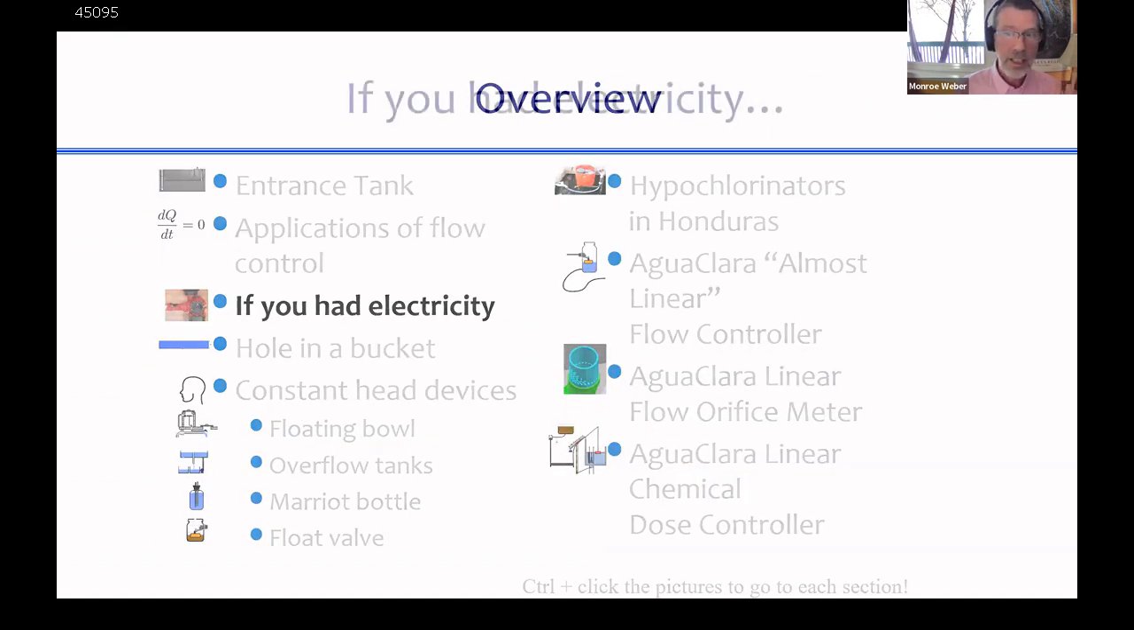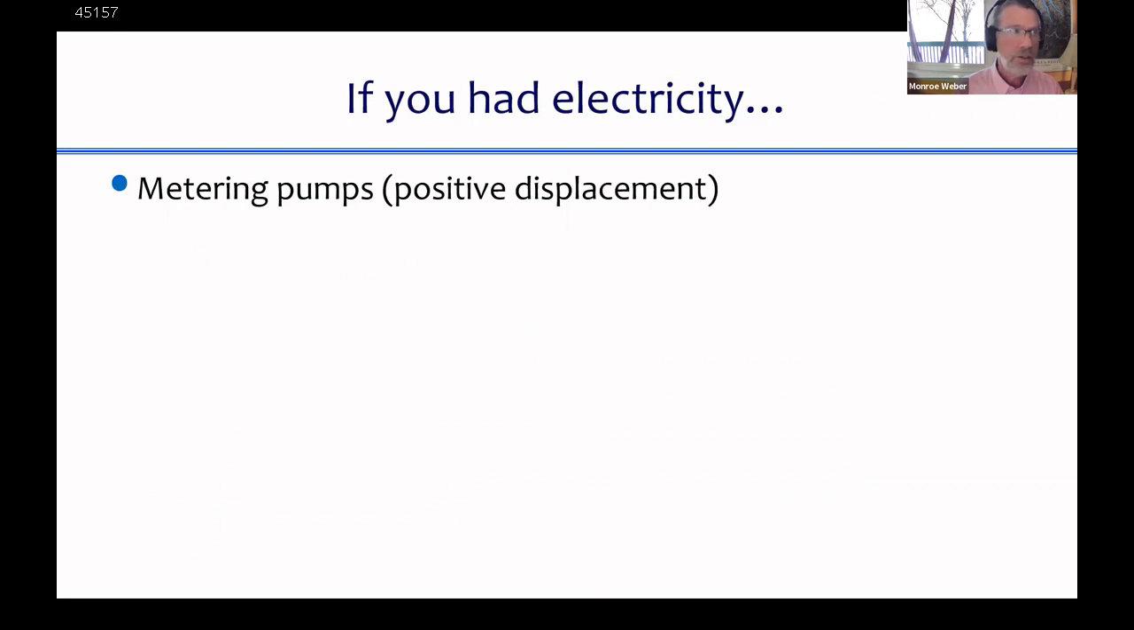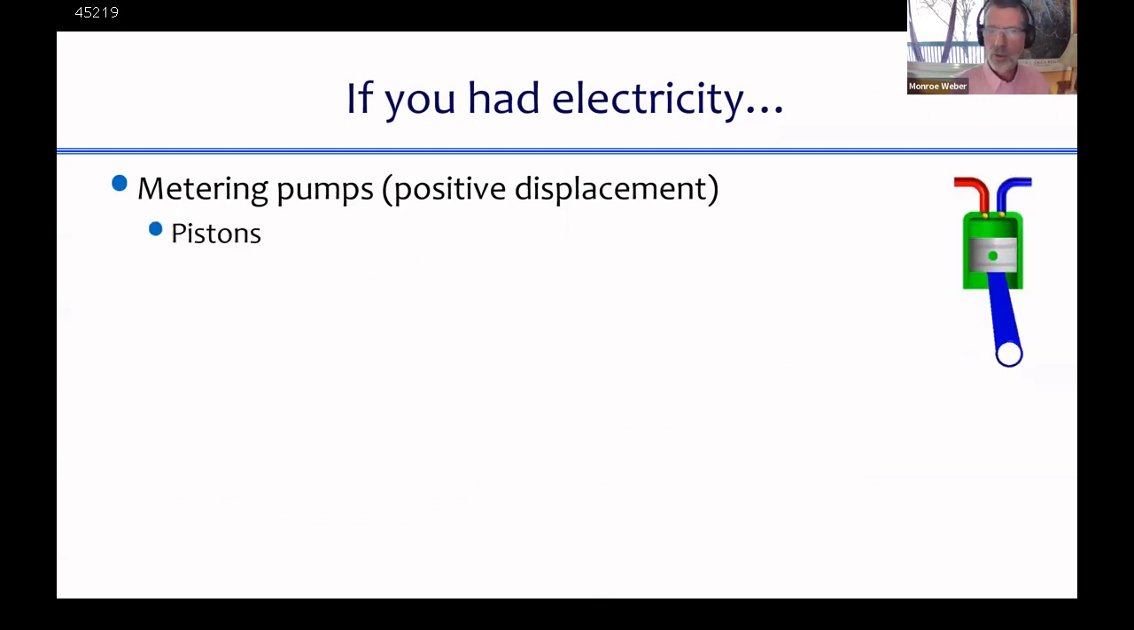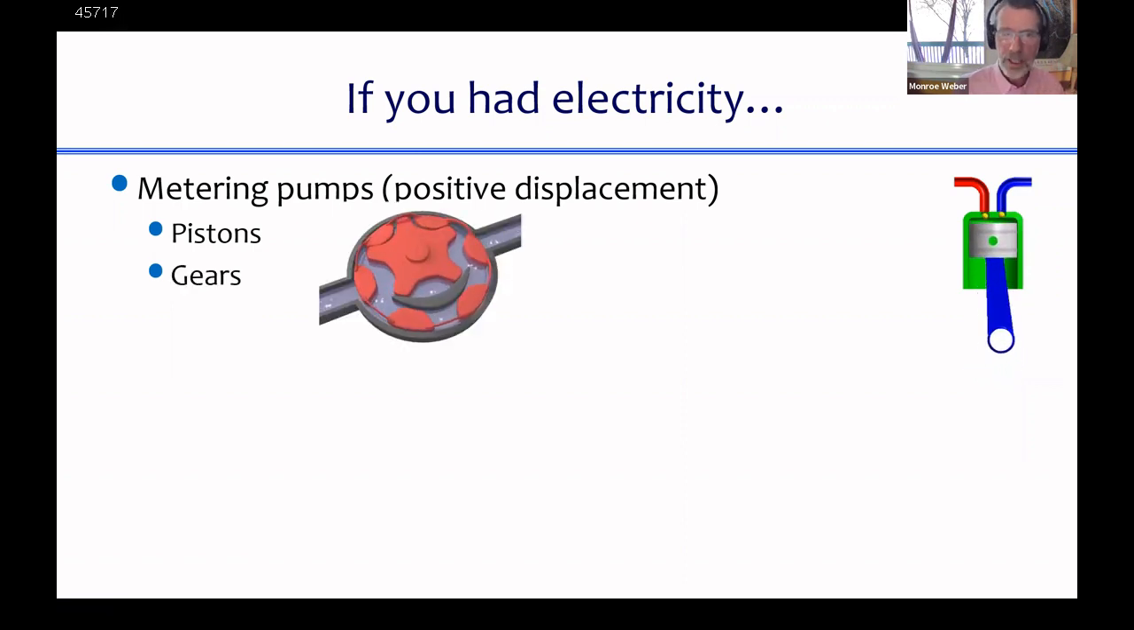So if you have electricity, then this is what you do. You use a metering pump. So here's a piston pump. Piston pumps are great and can be used to meter chemicals. The problem would be that the piston itself, that whole system needs to be compatible with the chemicals that you're using. And so this would not be the way you would want to meter chlorine.